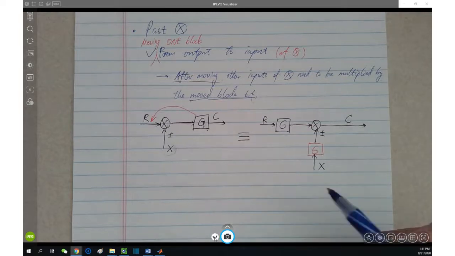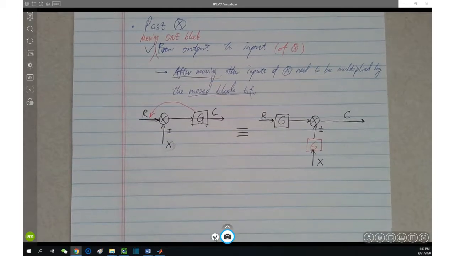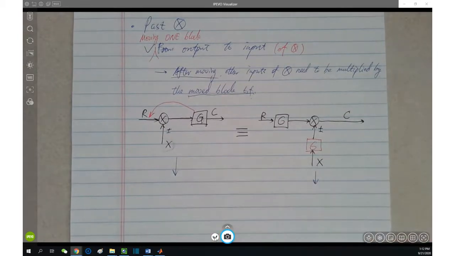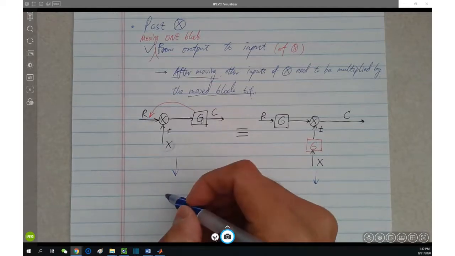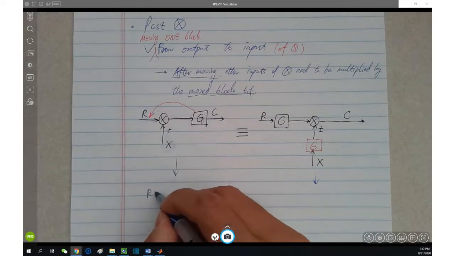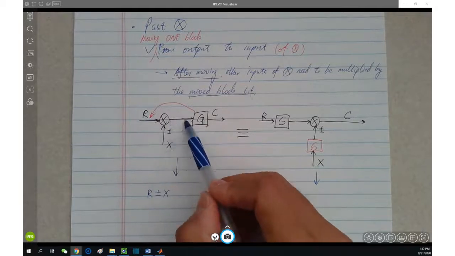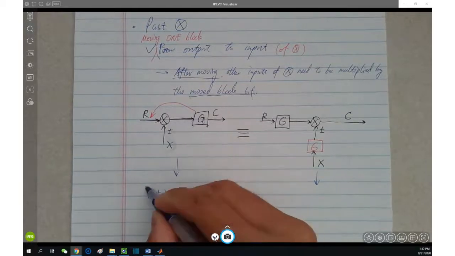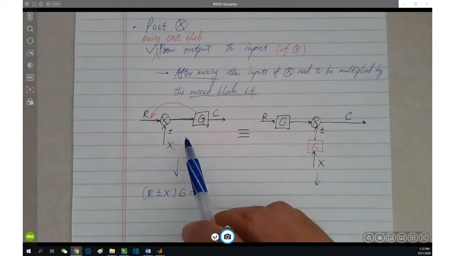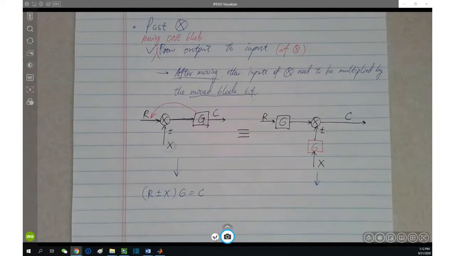And of course here, how can we prove these two are equivalent? This is very straightforward, right? So we just derive C for both. Let's see if both C are the same. So first, C equals what? R plus minus X, right? First of all, R plus minus X. And then this signal times G equals our C. This is for the first one, the original block diagram.